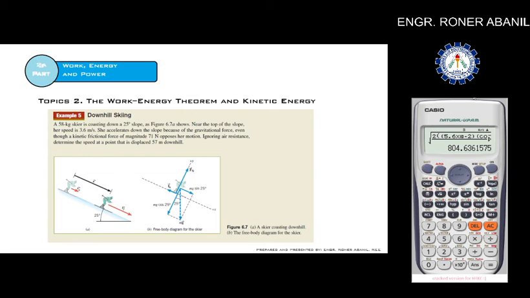So, the skier's speed at the point of 57 meter downhill, ito yung tinatawag niyang final speed, depends on her final kinetic energy. So, according to the work energy theorem, her final kinetic energy is related to her initial kinetic energy, which we can calculate directly, and the work done by the net external force that acts on her. So, the work can be evaluated directly from its definition.